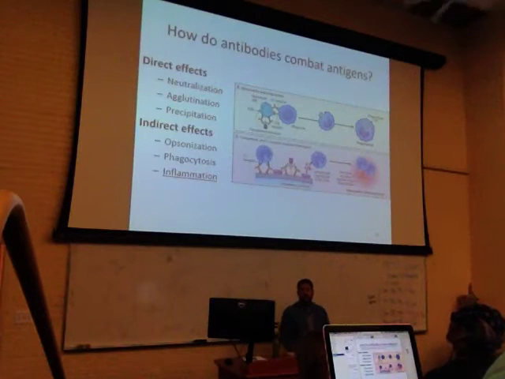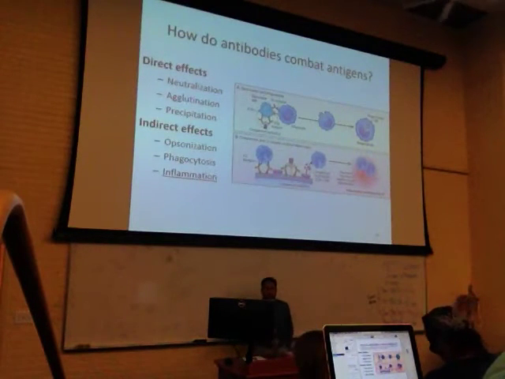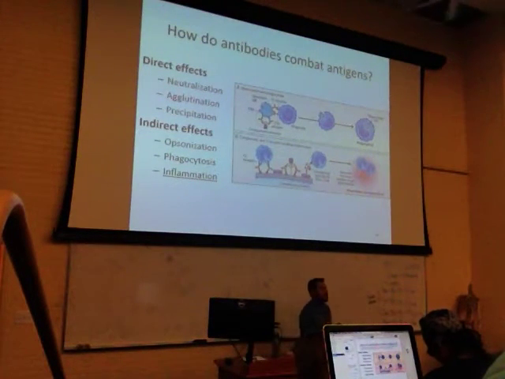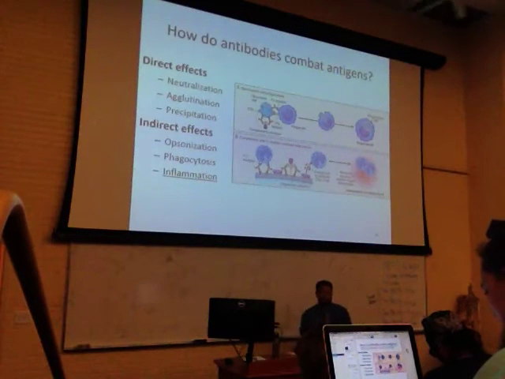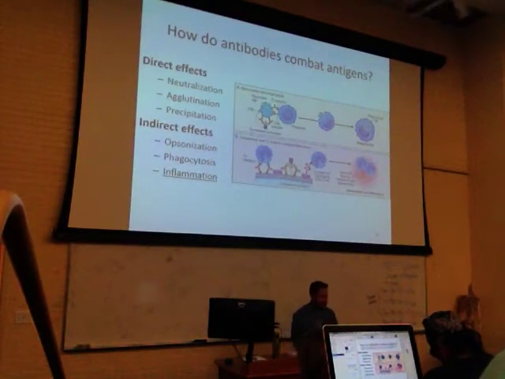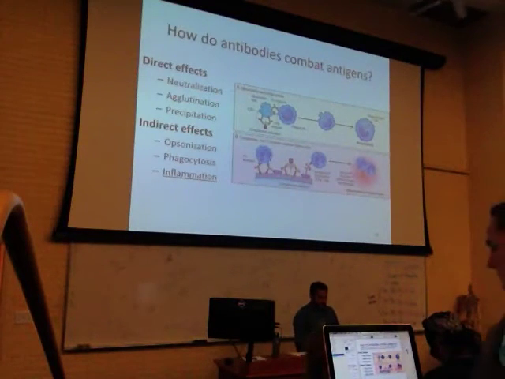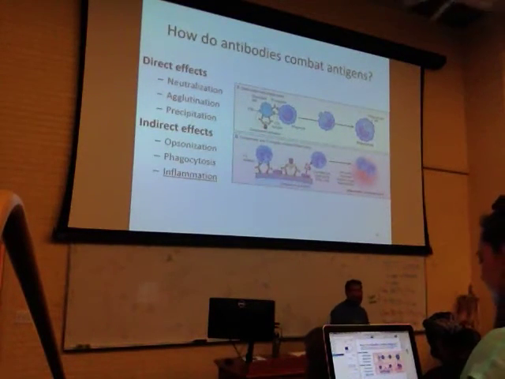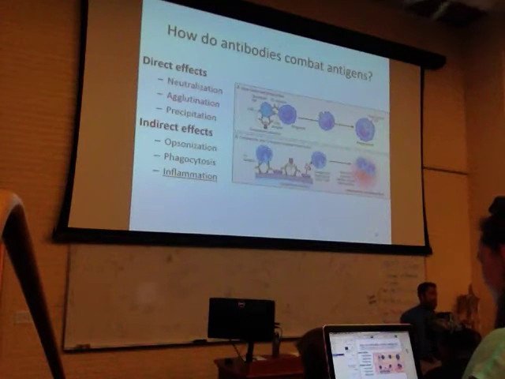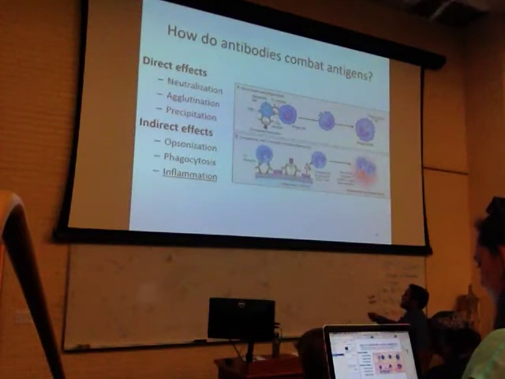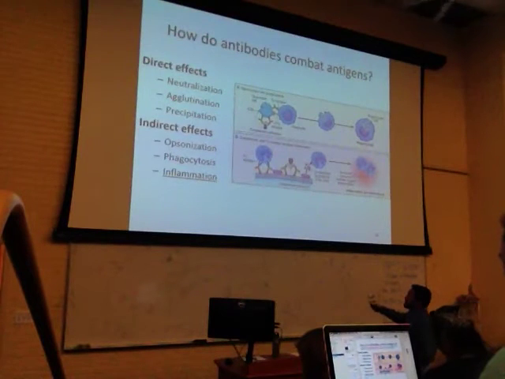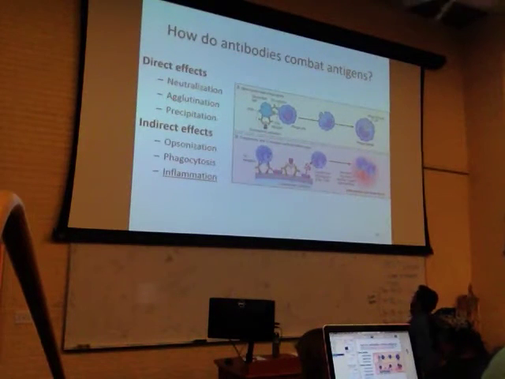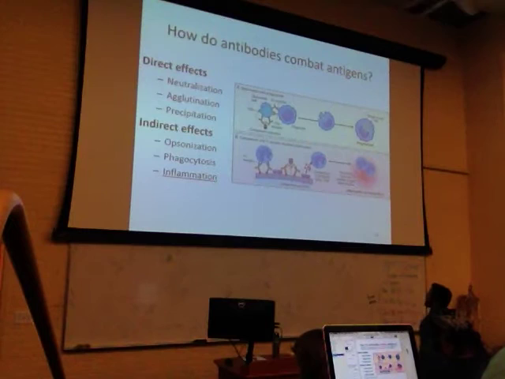And then the indirect effects are exactly that. They're not targeted towards the antibody per se, or the antigen per se. They do something utilizing another pathway, another mechanism. So opsonization, that I've talked about a few times today, is actually getting the microbe ready to be phagocytosed. So you can see opsonization and phagocytosis in this top picture.